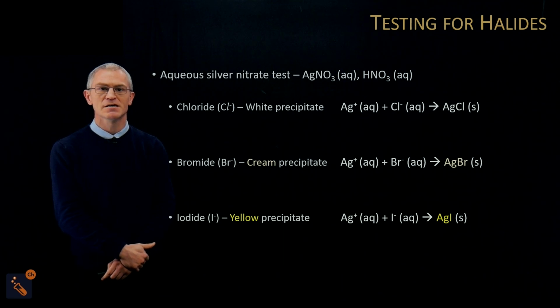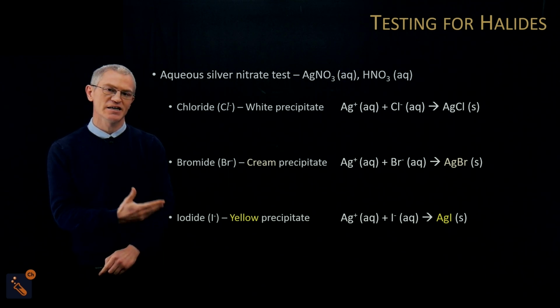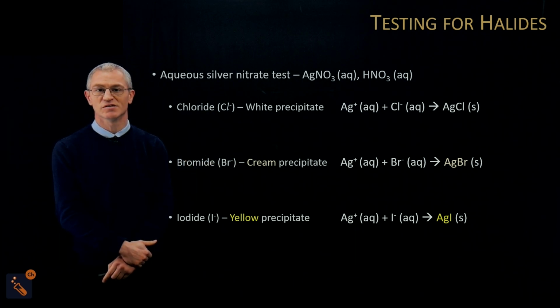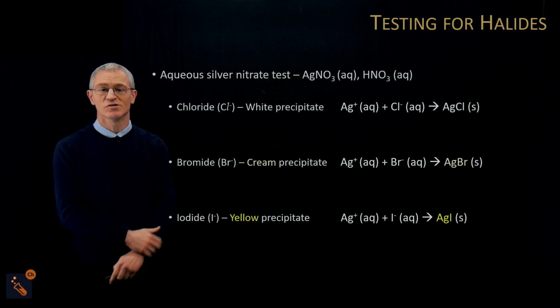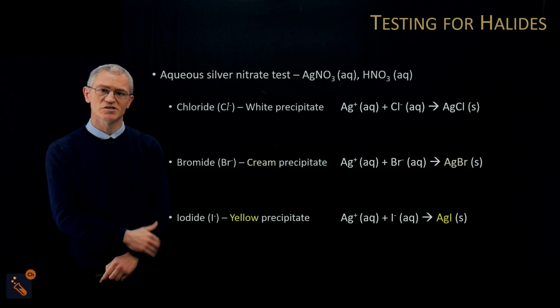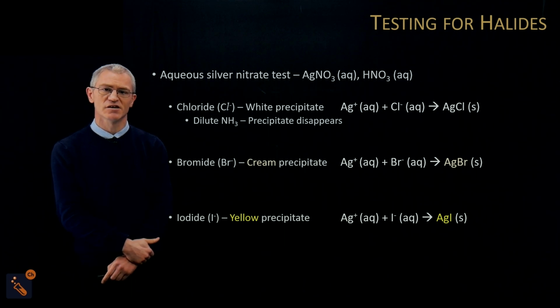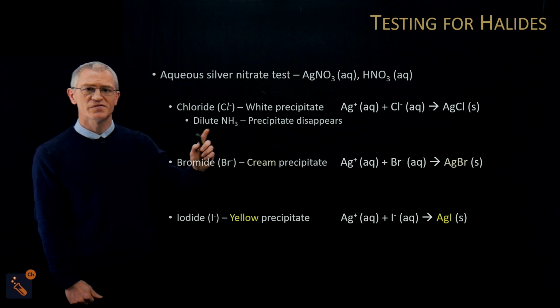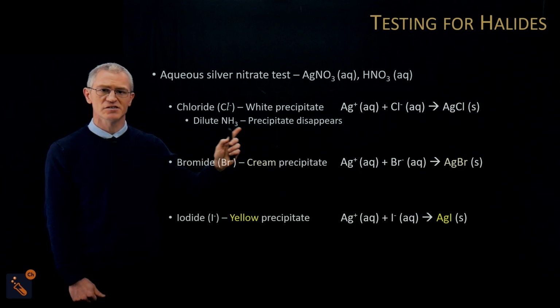Okay. But the extra bit that we have in A-level is you can't really tell the difference between cream and white. Cream and white is almost impossible to tell the difference between, and sometimes even yellow is, and we'll show you in a video in a second. That's why we do the following. We add dilute ammonia, and the precipitate will disappear. If I add dilute ammonia, you'll find that the silver chloride that is produced will disappear.